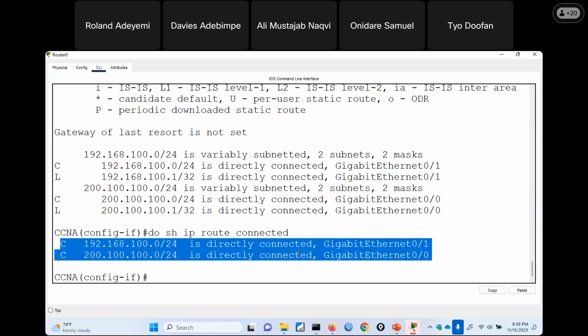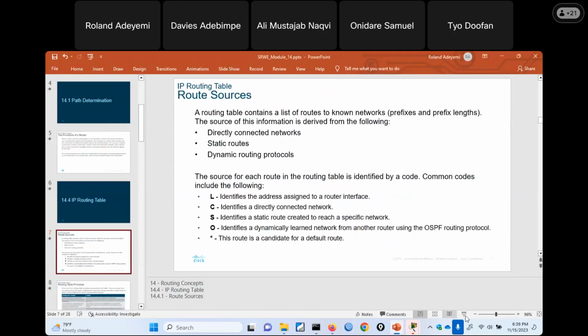This is one of the ways the router builds its routing table. So one of the things you need to now learn is you need to be able to dissect the routing table. You need to be able to break down all the information in the routing table. So let's proceed with this.